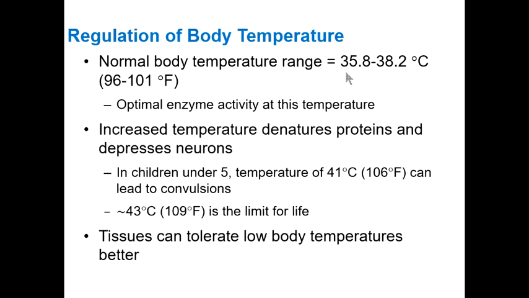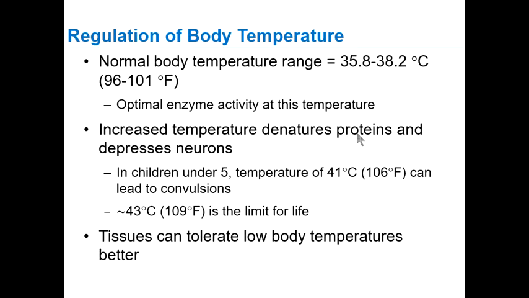Here's our normal body temperature, 35.8 to 38.2, of course in Celsius, or 96 to 101 in Fahrenheit. Sometimes that varies slightly from individual to individual. And this is our normal body temperature because that's where enzymes work the best. That's their optimum temperature range, where our enzymes can perform all the functions that they perform in our bodies. If our temperature increases above normal, we would call that a fever, of course.